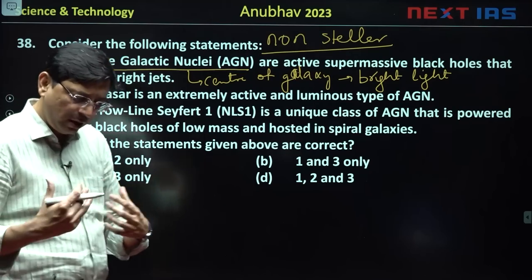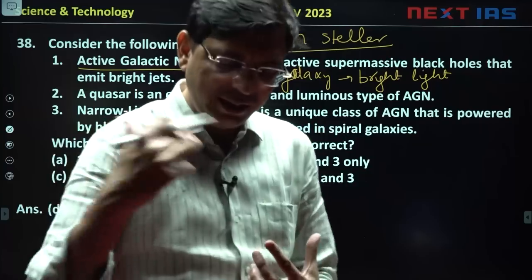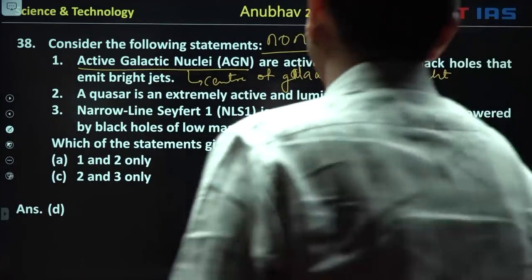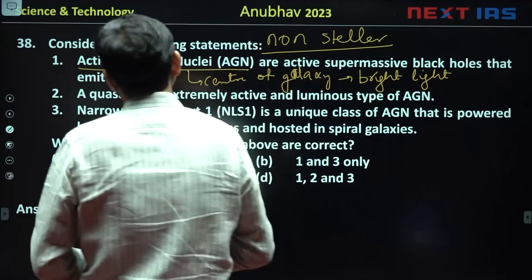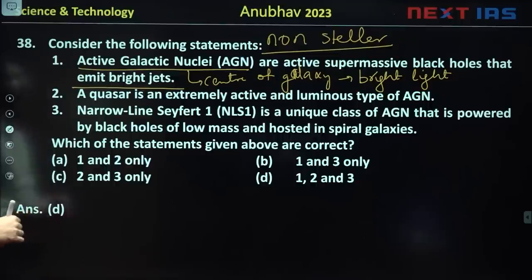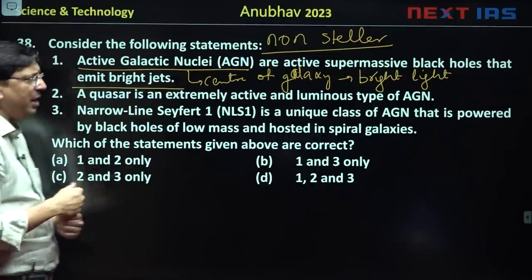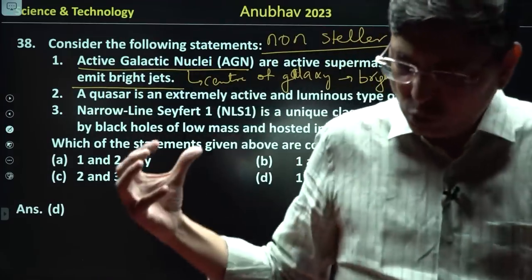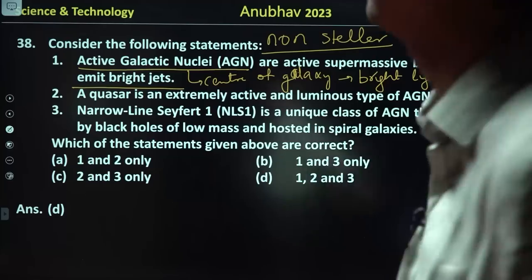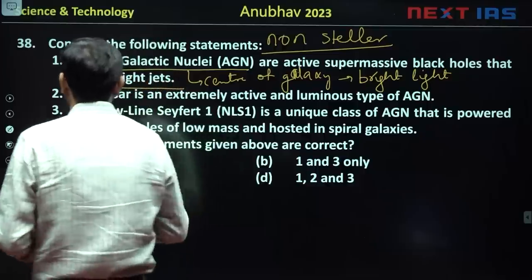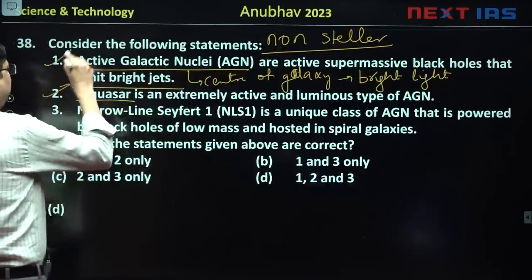Supermassive black holes, when they engulf a star, some of the matter of that star gets converted into energy. And these bright jets are called active galactic nuclei. A quasar is an extremely active and luminous type of active galactic nuclei. A quasar: what happens when two black holes merge at the center of the galaxy, the light which is emitted is called a quasar. So this is right.